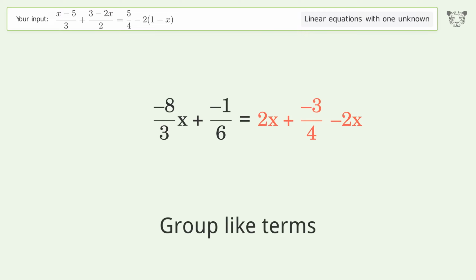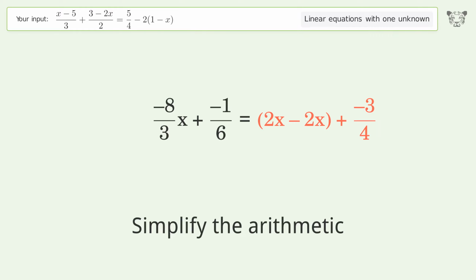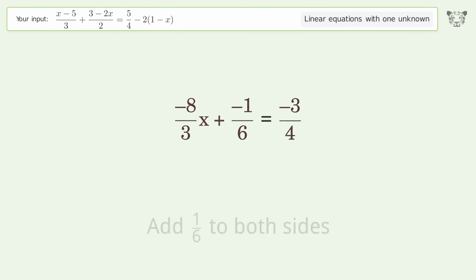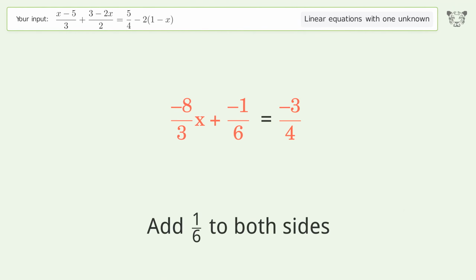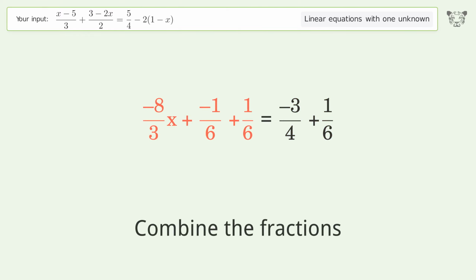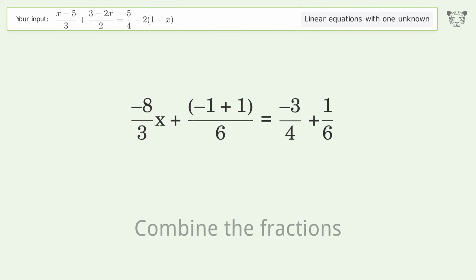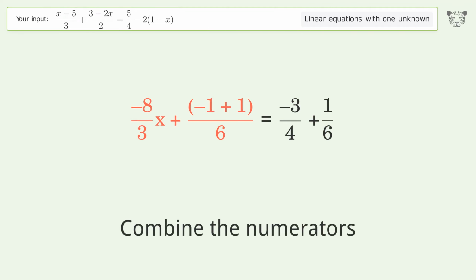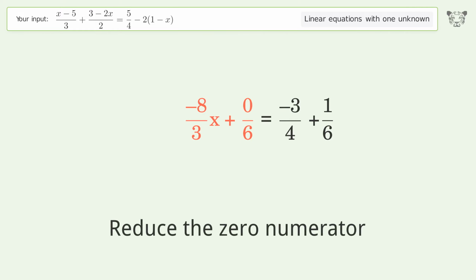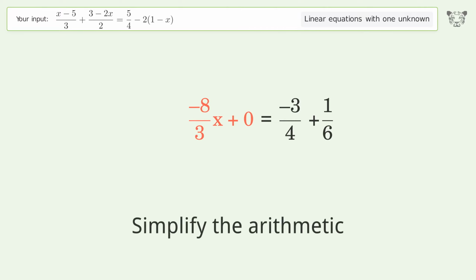Group like terms. Simplify the arithmetic. Group all constants on the right side of the equation. Add 1/6 to both sides. Combine the fractions. Combine the numerators. Reduce the zero numerator. Simplify the arithmetic.